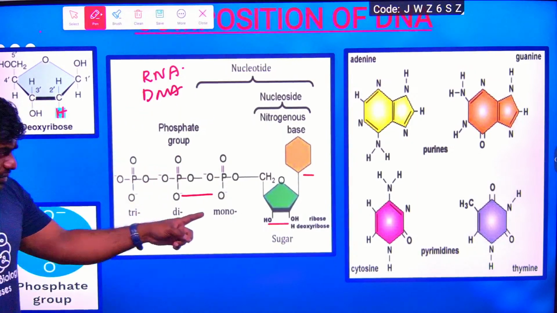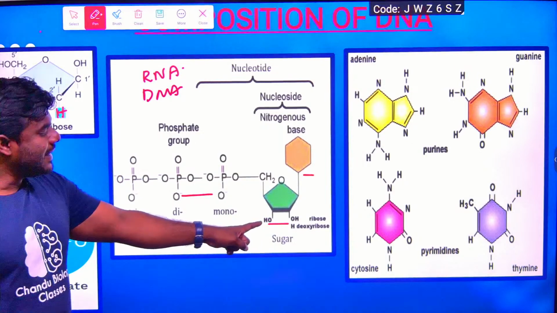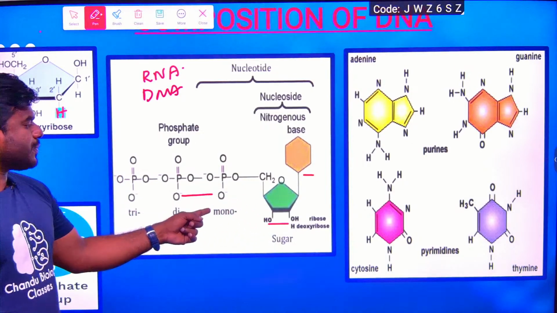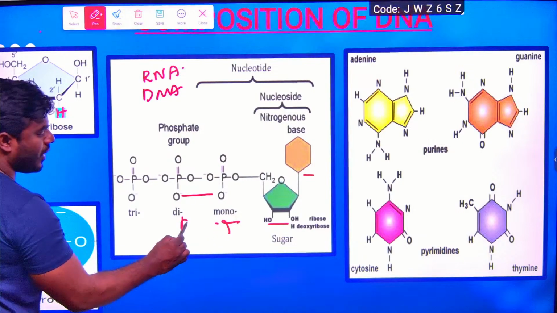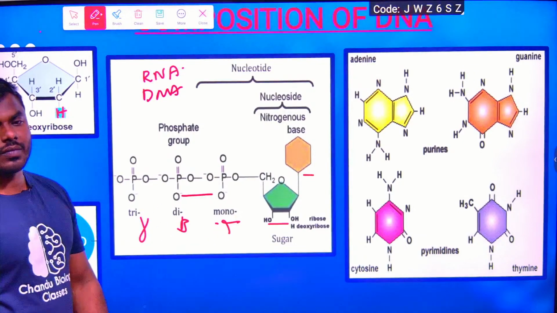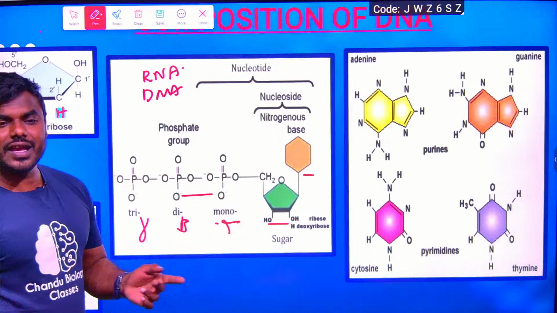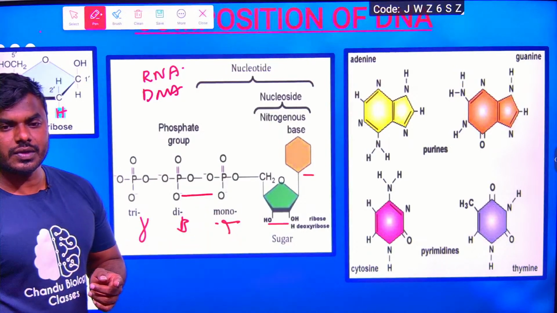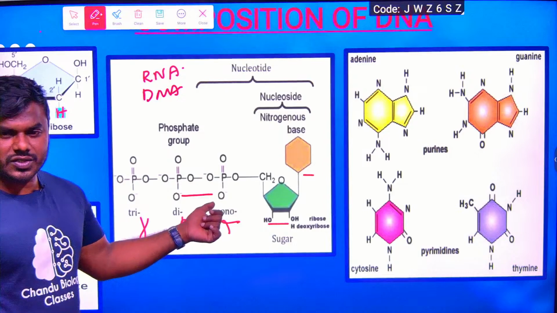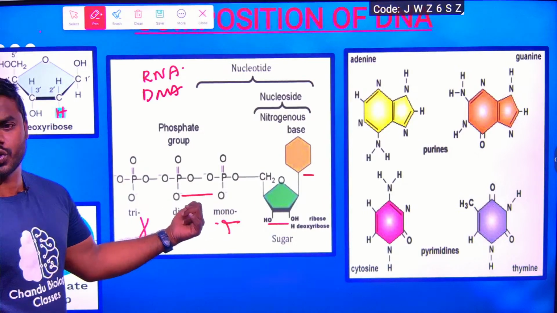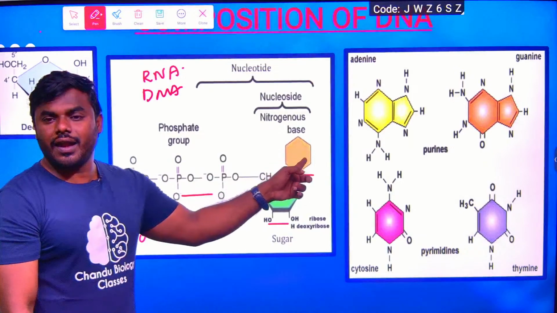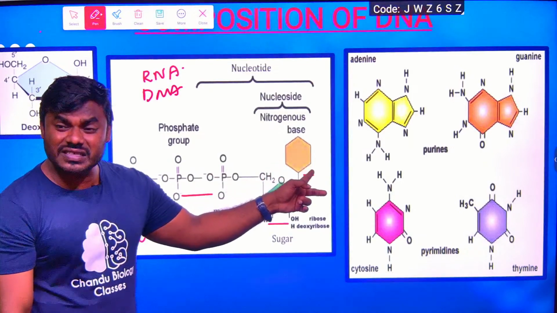Correct na? So sugar is what? Deoxyribose sugar. How many phosphates are there? 3. Mono, di, tri or alpha, beta, gamma. Is DNA acidic or basic? Why? Because of the presence of the phosphate group. No point of getting confused over there. So then followed by nitrogenous base.